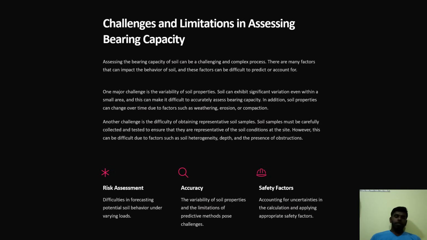Risk assessment. Difficulties in forecasting potential soil behavior under varying loads. Accuracy. The variability of soil properties and the limitations of predictive methods pose challenges. Safety factors. Accounting for uncertainties in the calculation and applying appropriate safety factors.